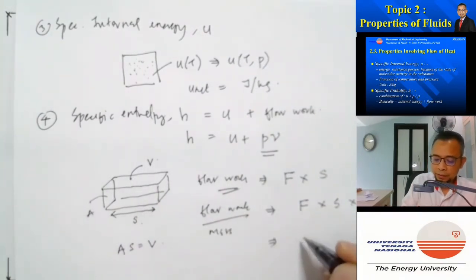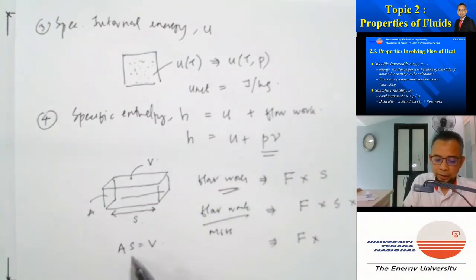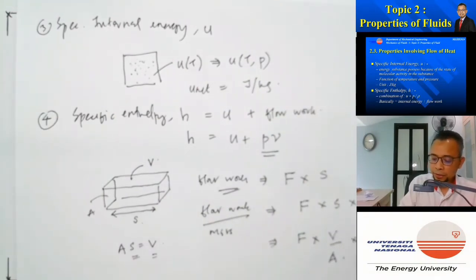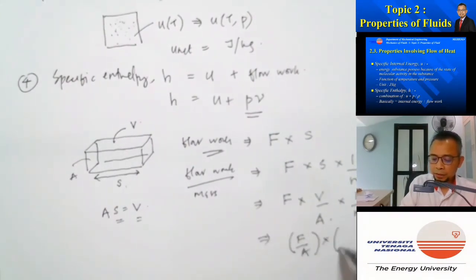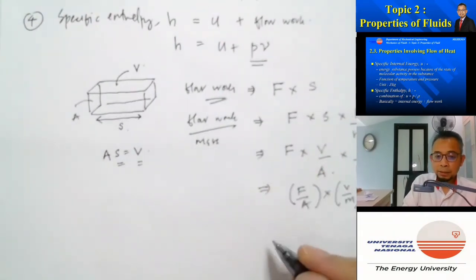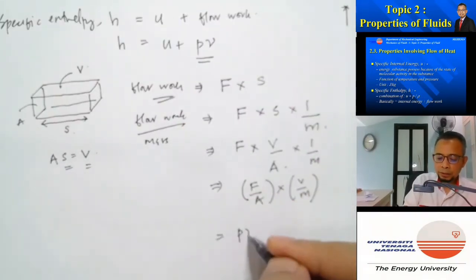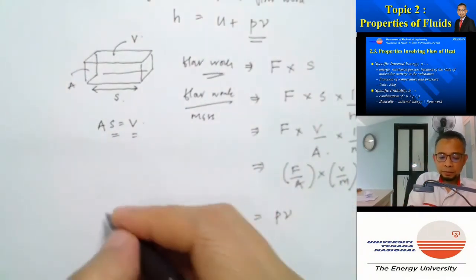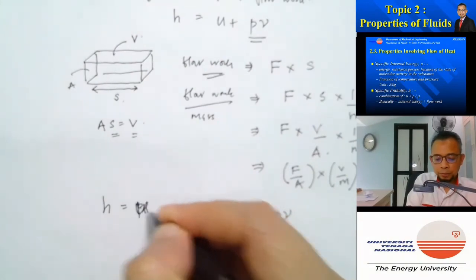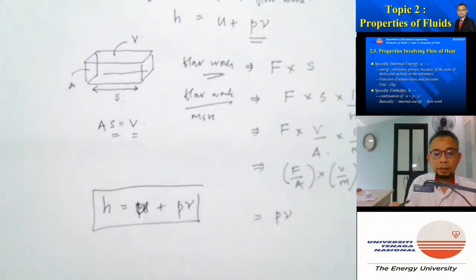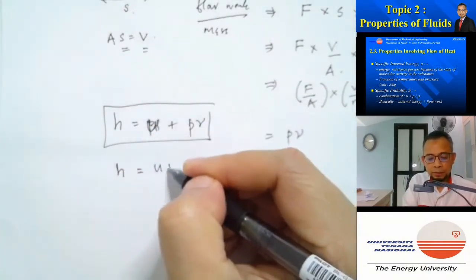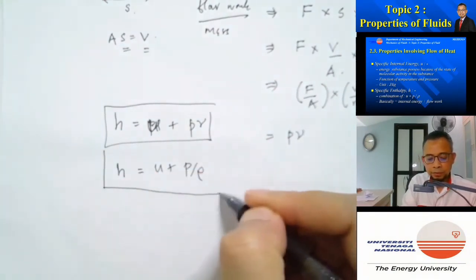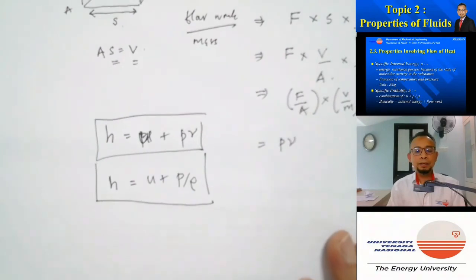So I can write S as V divided by A, multiplied by 1 over mass. I can rearrange this, so this is F over A multiplied by V over m. That is equal to PV, right? So H is equal to U plus PV. Then we also know that PV is equal to P over rho, since specific volume is equal to 1 over density.